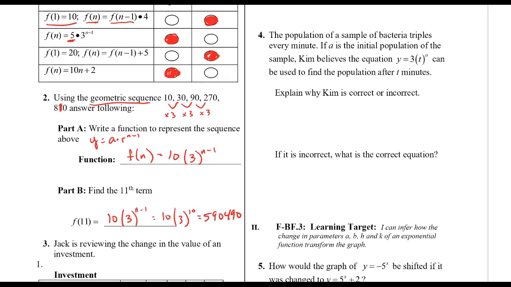Number 4, the population of a sample of bacteria triples every minute. If A is the initial population of the sample, Kim believes the equation y equals 3 times t to the a can be used to find the population after t minutes. Explain why Kim is correct or incorrect.